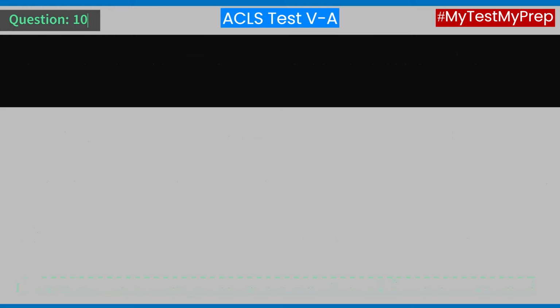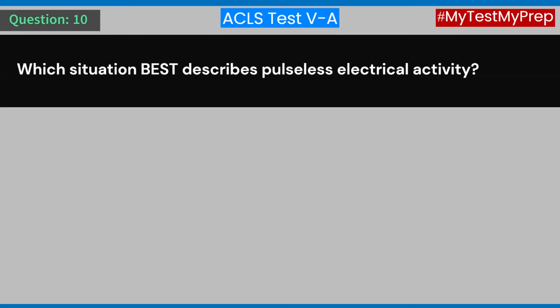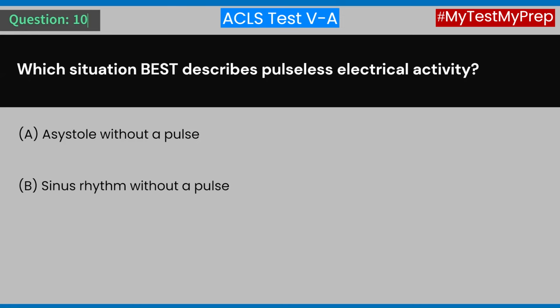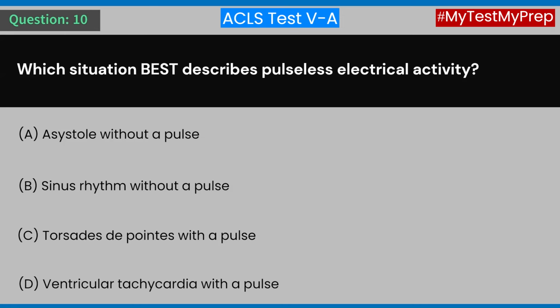Question 10. Which situation best describes pulseless electrical activity? A. Asystole without a pulse. B. Sinus rhythm without a pulse. C. Torsades de pointes with a pulse. D. Ventricular tachycardia with a pulse. Answer: B. Sinus rhythm without a pulse.